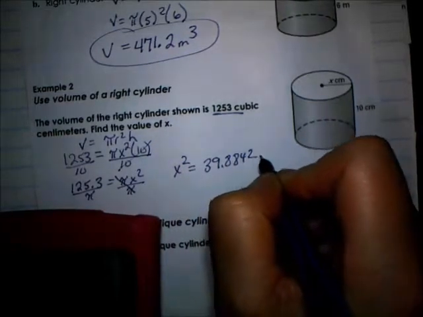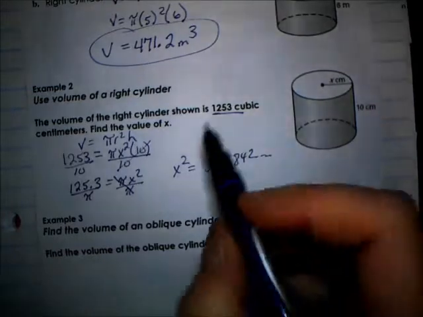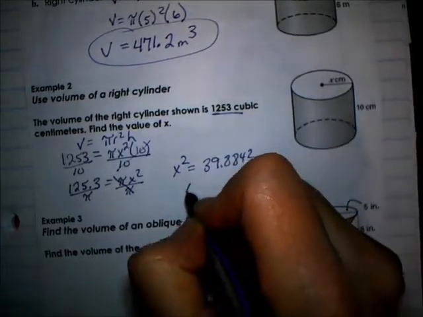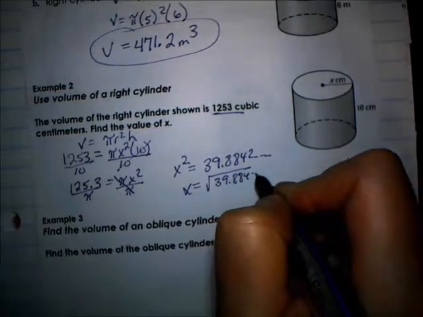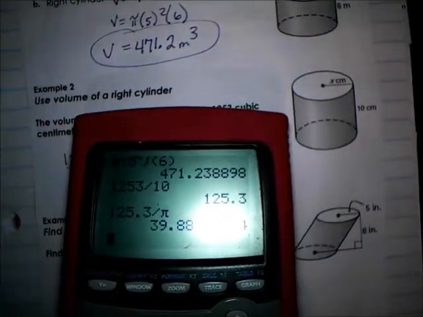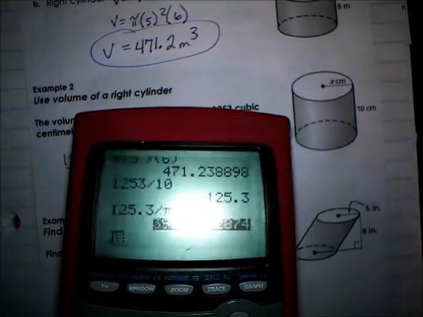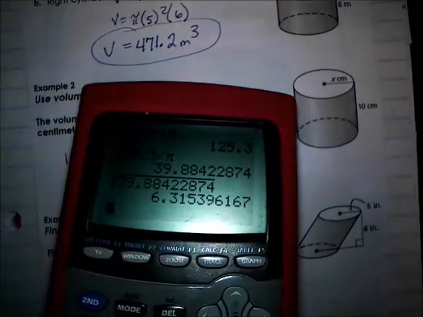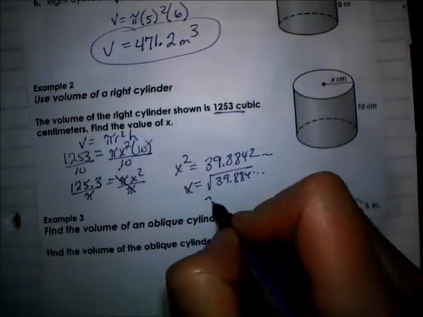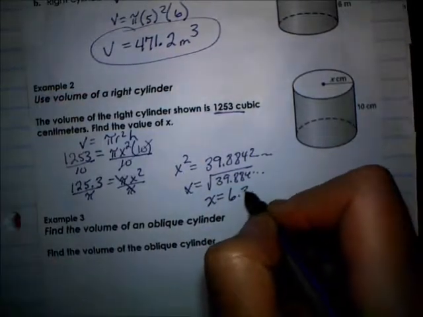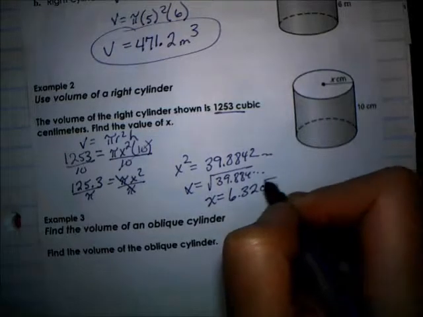And now to actually find x, I'm going to take the square root of that 39.884, on and on and on. And that tells me it's about 6.32 centimeters. Okay.